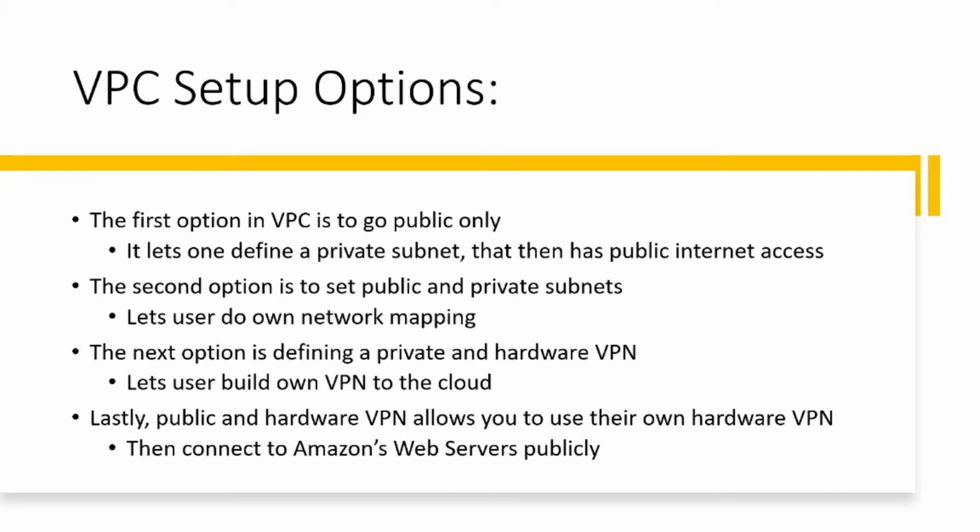And then lastly, public and hardware VPN allows you to use your own hardware VPN. So you're essentially connecting to Amazon's web servers publicly using their hardware. Like, you can use your own hardware. So if I have a server, or if I have another device, I can use that to connect and make my own VPN to Amazon.